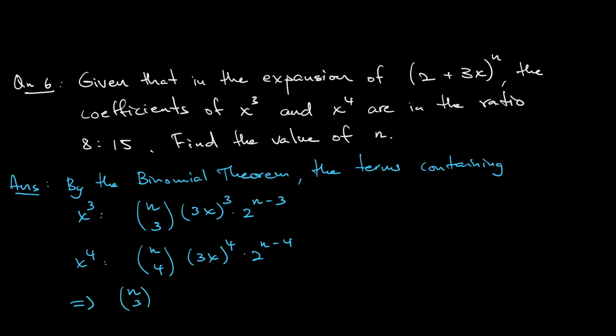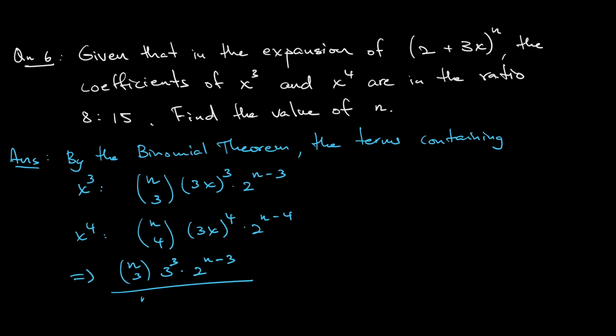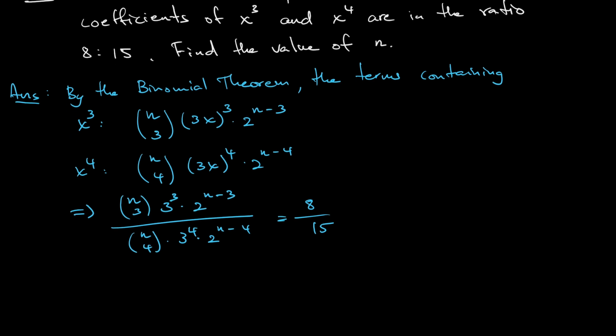Let me just rewrite that. Multiplied by, okay, I do not need to write x anymore because I only need the coefficient, right? So 3^3 times 2^(n-3), over n choose 4 multiplied again. I do not want x^4 anymore, I only need the coefficient. So 3^4 times 2 raised to the power of n minus 4. The question said the ratio is 8 to 15.